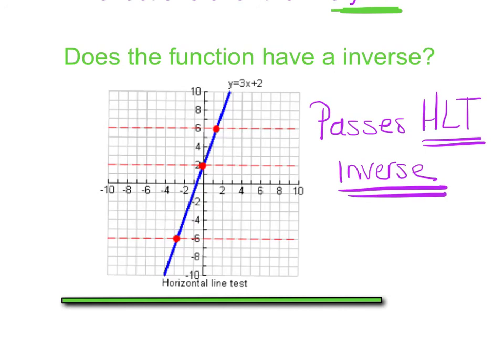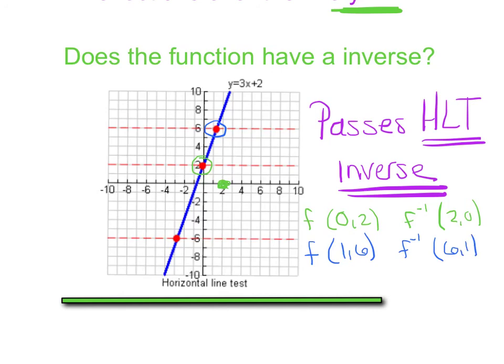And remember, all inverse means is switch the x and y. So let's take a point we know. Let's take this point 0, 2. If that's on f, what is f inverse going to be? Switch the x and y. I would say 2, 0. Plot that point. Let's take another point, 1, 6. If 1, 6 is on f, what is going to be on f inverse? 6, 1. Let's plot that point.